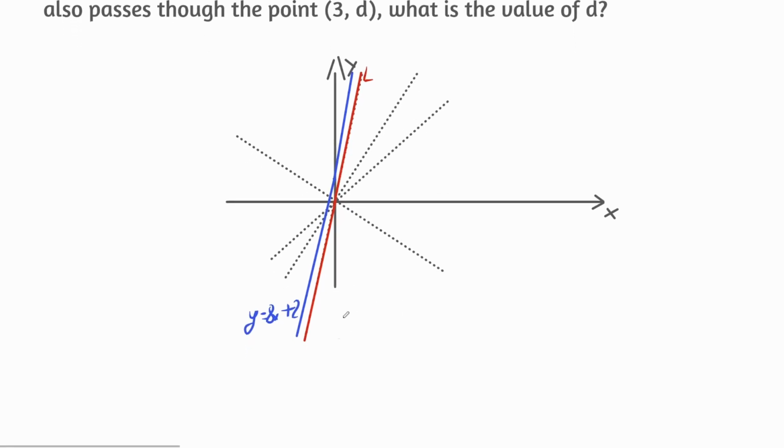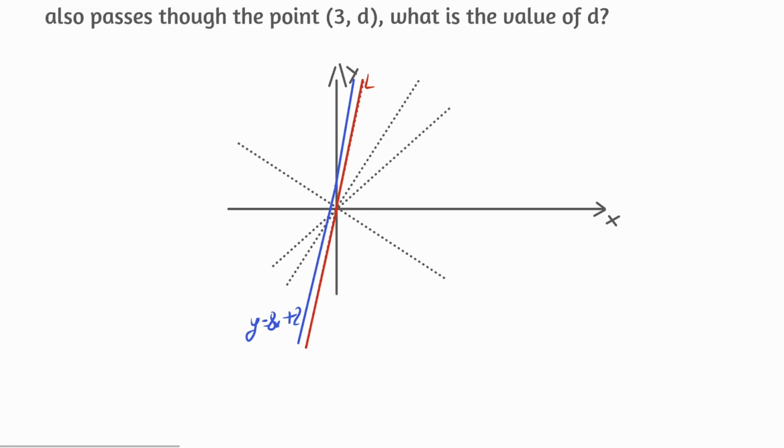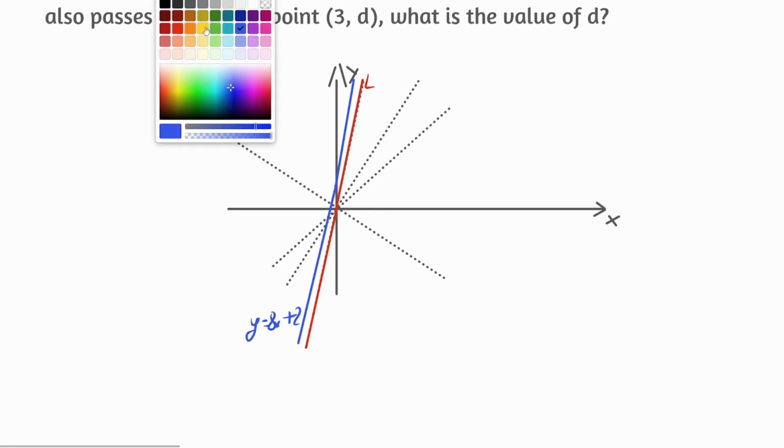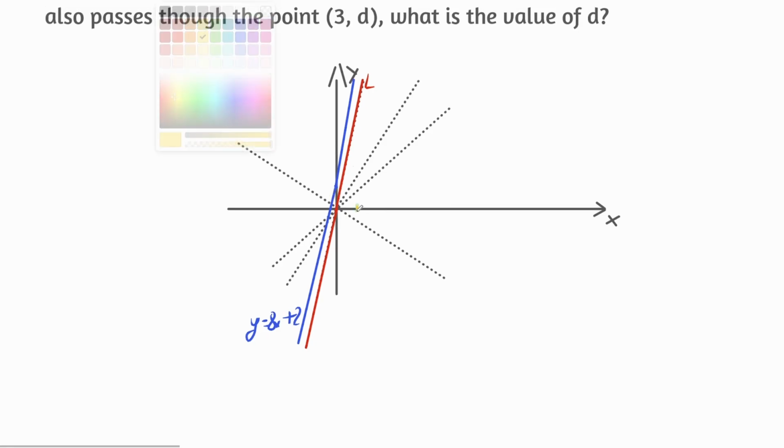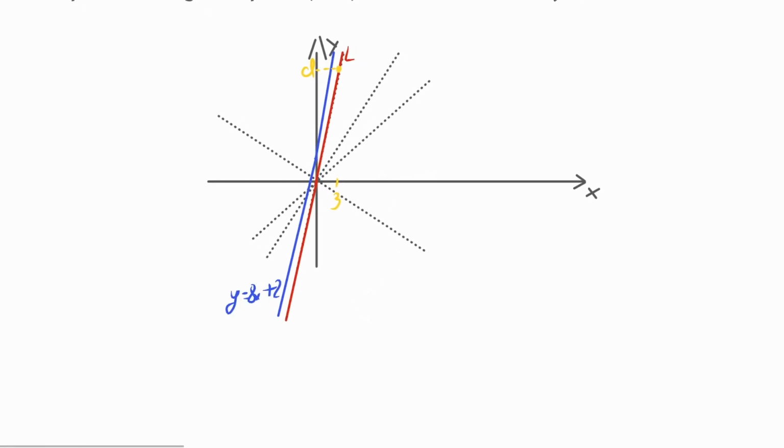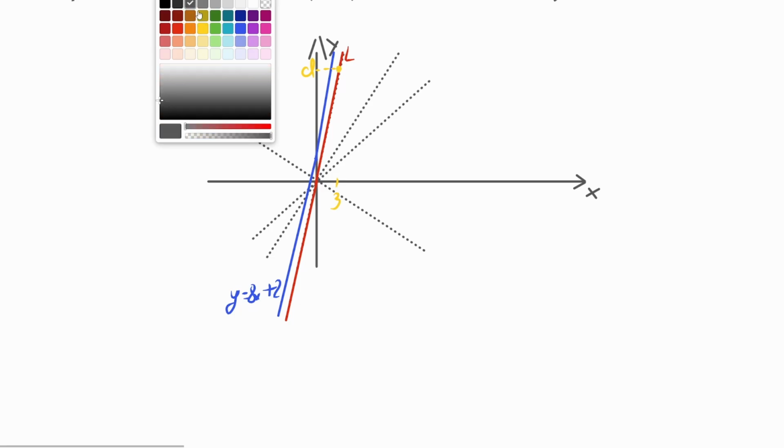We also know that line L passes through the point (3, d). So the x value is 3. The question is, what is the y value of that coordinate? Here's the coordinate d. So now let's actually solve the problem.